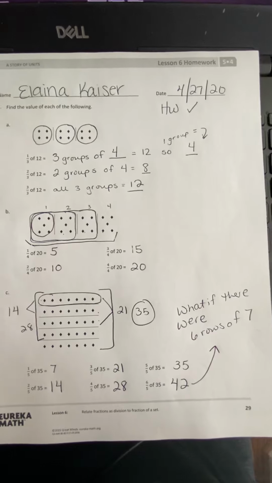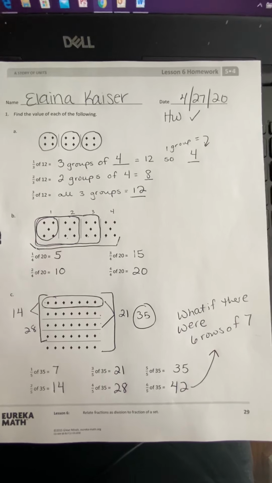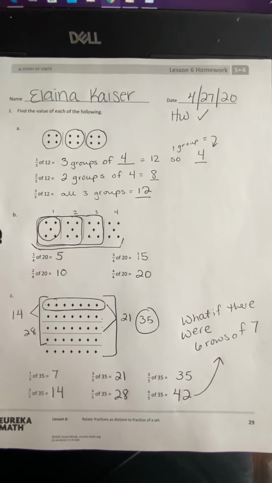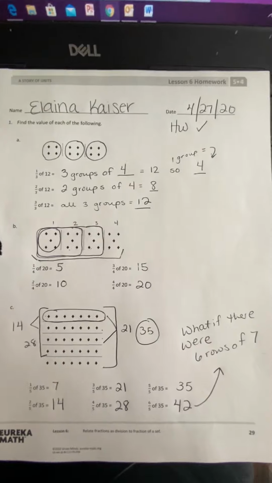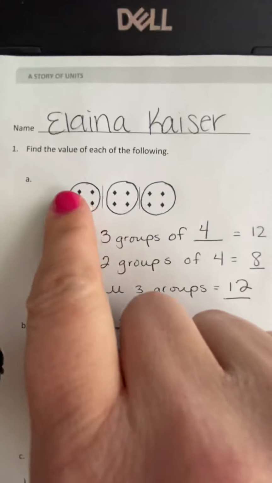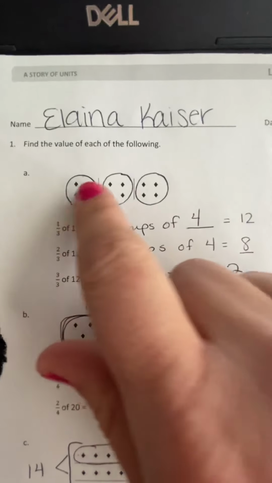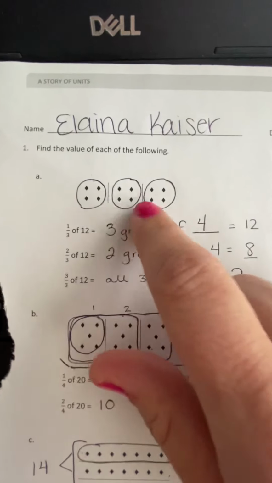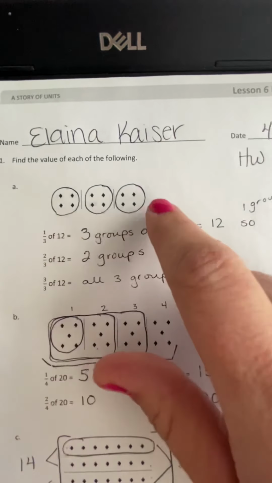Lesson 6 homework was all about relating fractions as division to a fraction of a set. Our directions for page 29 were to find the value of each of the following. So we're going to go ahead and start with this set. And you can see that this set has 3 groups of 4. It equals a total of 12 objects in our set.